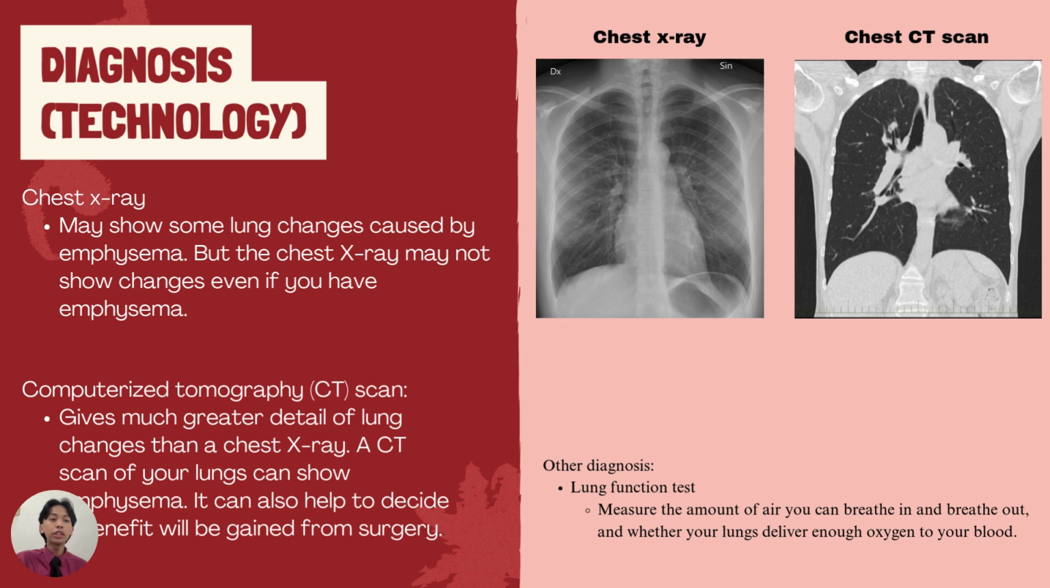So how do we diagnose emphysema? We can use technologies such as chest X-ray and CT scan. A chest X-ray may show some lung changes, but it may also not detect changes in our lung even if we have emphysema. However, a CT scan will give much greater detail of our lung changes than a chest X-ray does. A CT scan can show if you have emphysema or not, and it can also help you decide if surgery would benefit you.